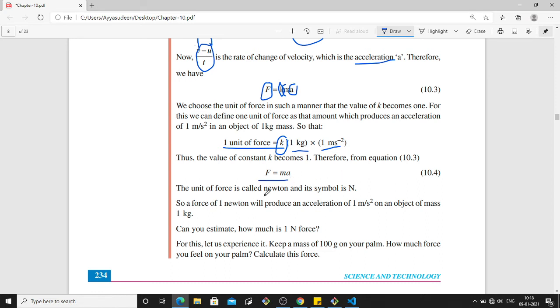The unit of force is called Newton and its symbol is N. This you have to remember. A force of 1 Newton will produce an acceleration of 1 meter per second square on an object of 1 kg. This also you have to remember. A force of 1 Newton will produce 1 meter second power minus 2 acceleration on an object of mass 1 kg.